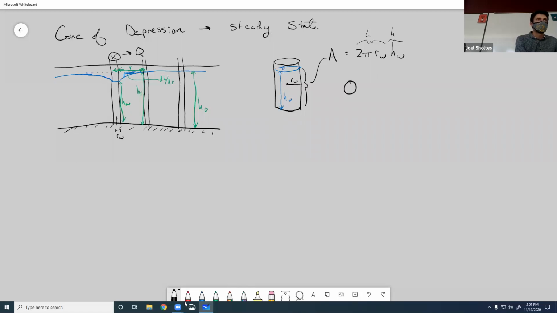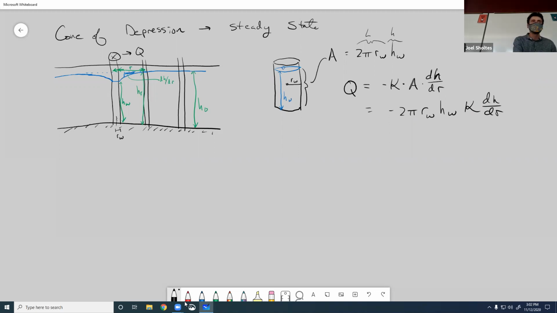And if we go back to Darcy's equation, we know that Q is equal to negative K times area times the hydraulic gradient, in this case dH over dr. And so we can say that that's going to be equal to negative 2 pi RW HW times K times dH over dr.